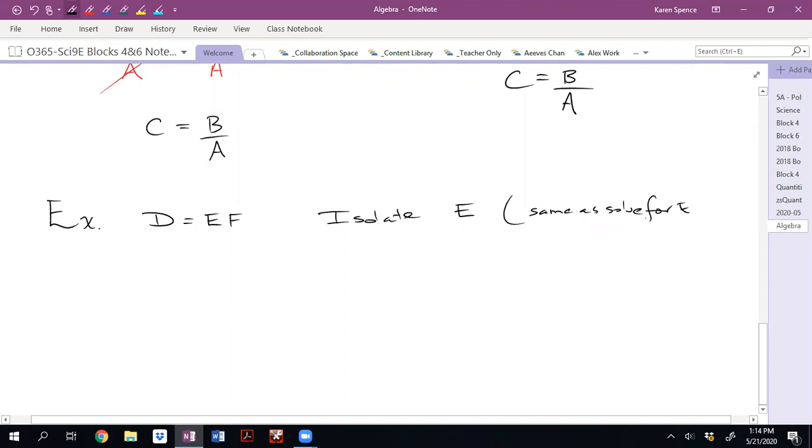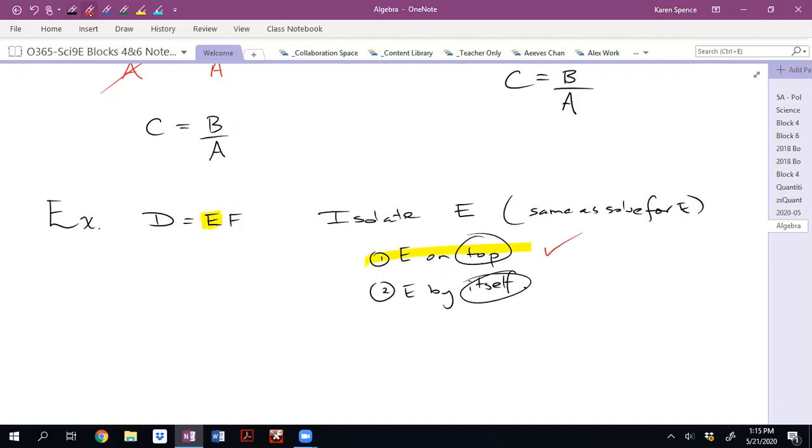So we need to make sure that E is on the top, and we need to make sure that E is by itself. So always, always, always when you're solving, you have to make sure the variable you're solving for is on the top and that it's by itself. So let's deal with it being on the top first. Oh, hang on, it's already on the top. How handy. So this one is done.